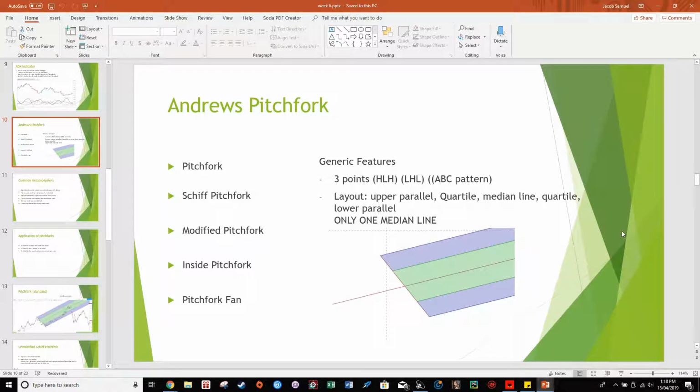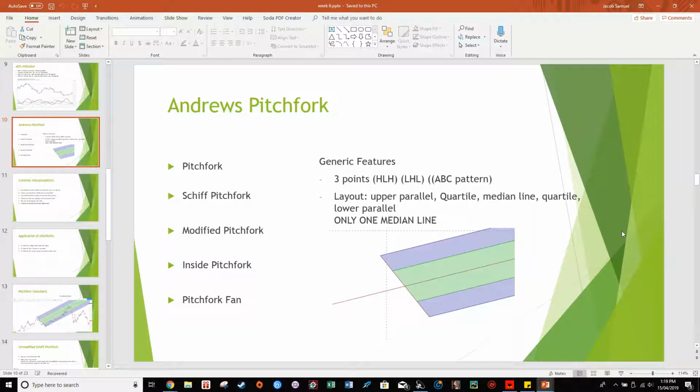Now let's talk about the layout, because a lot of people seem to mess this up. There is only one median line, the middle line. It identifies the trend. So if you want to draw your pitchfork, your median line needs to be following the trend. If it's an uptrend, your median line needs to be going up. You don't want to be in an uptrend with your median line going down. You'll see what that means in the coming slides.